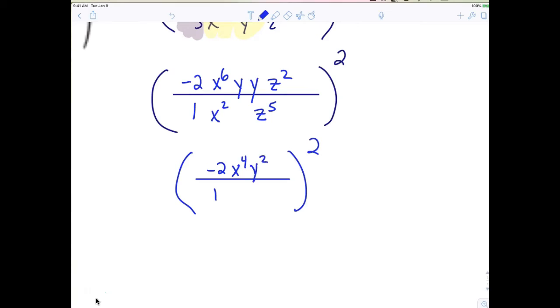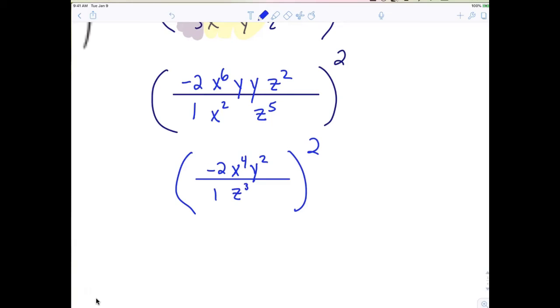Now I have z squared over z to the 5th, which gives me what? No, z to the 3rd on the bottom. That's how you should be saying it. I have 2 on top and 5 on the bottom. So 2 on top, 5 on the bottom leaves me what? 3 on the bottom. That's how you should be thinking about it.